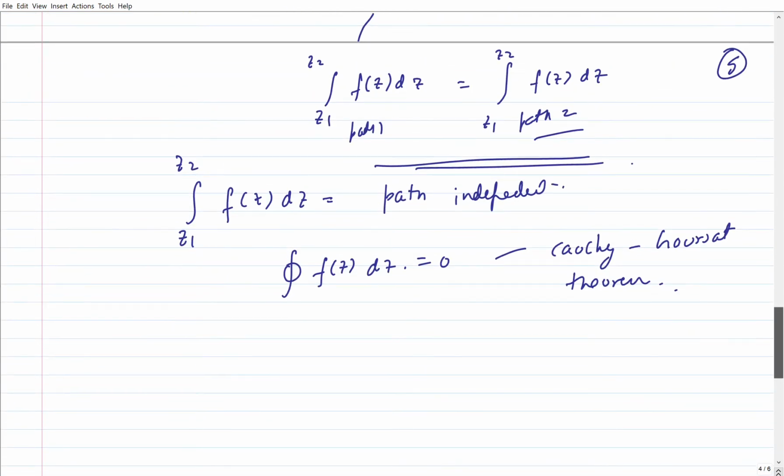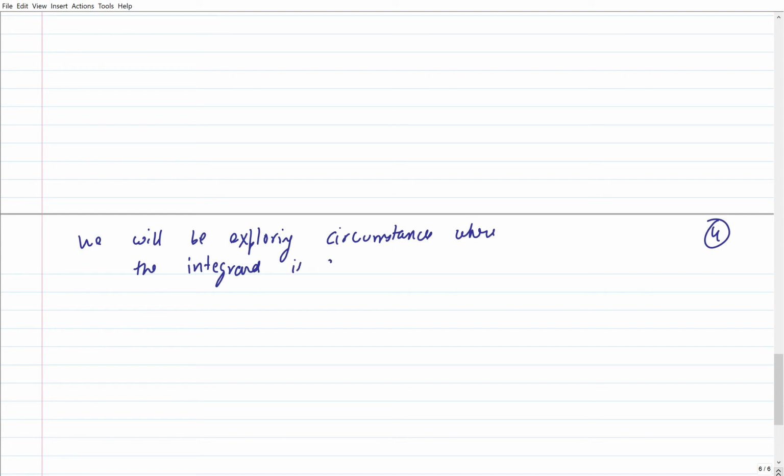can we go beyond that? So of course, one of the main points of studying complex analysis is that we will be exploring circumstances where the integrand is singular at one or more points.